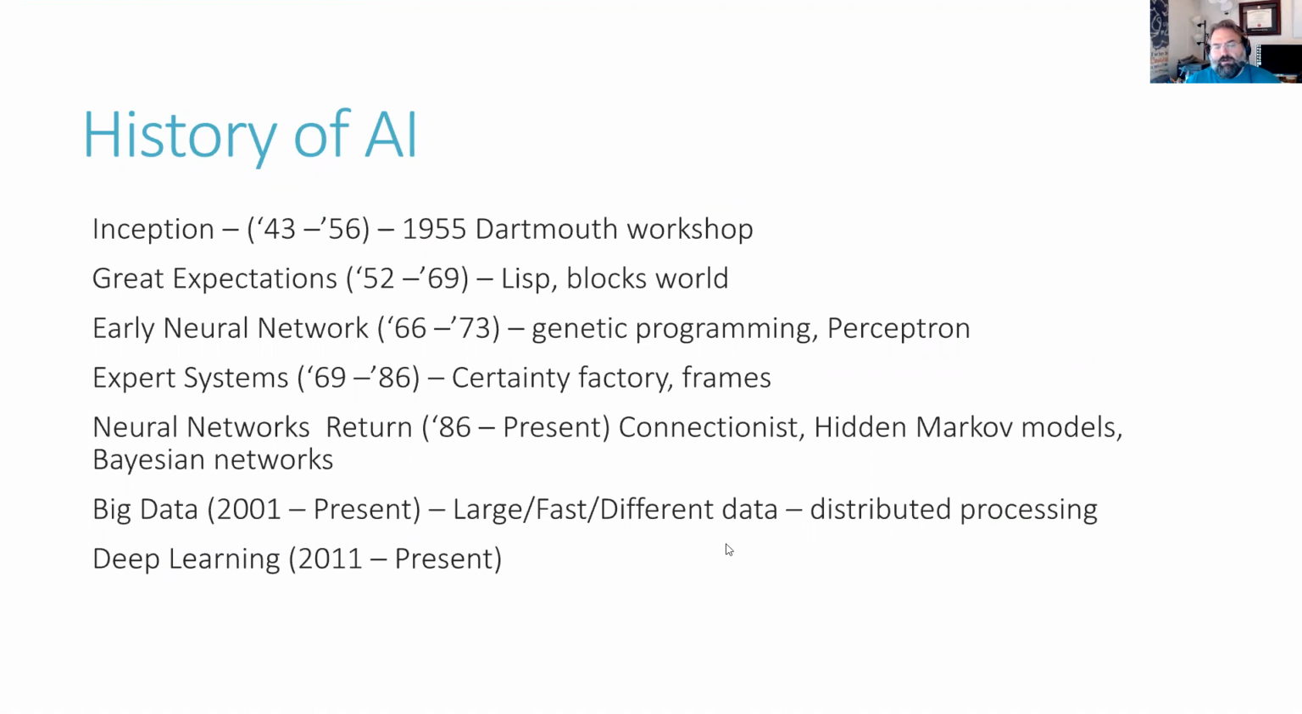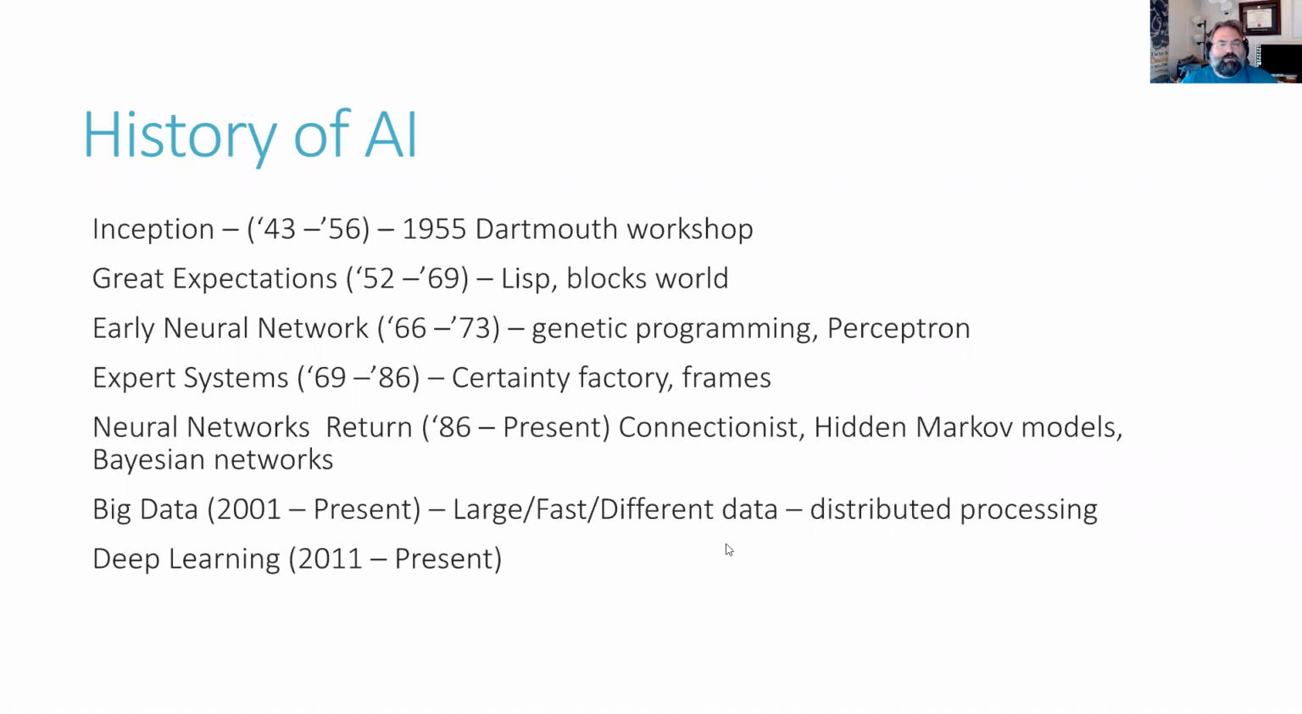52 to 69, Lisp came along. Lisp is an interesting language. Historically, it's probably what you would have taken as an AI language rather than Python. It is interesting. It is fun. It's harder than Python, and unnecessarily so. It's very much a functional thing, and if you like parentheses, it's your friend.